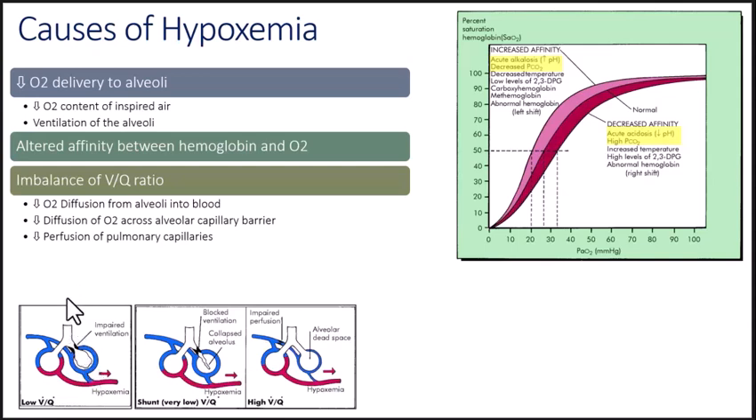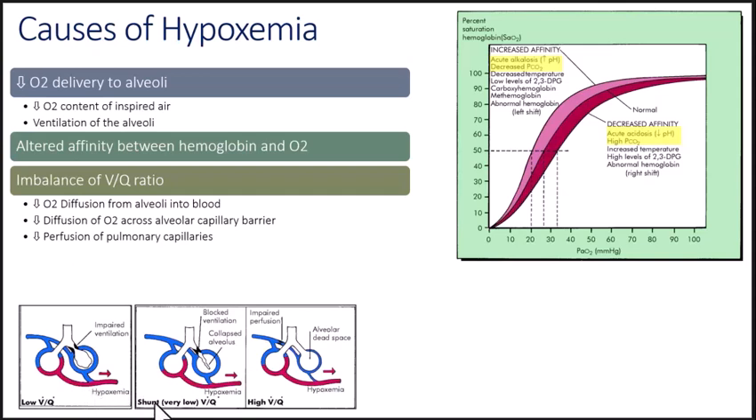So oxygen or air will get into this one, but it won't get into this one. And because of that, the blood that surrounds it will remain deoxygenated, and that will join in with the blood that's returning to the left side of the heart. But this one, of course, will be oxygenated.